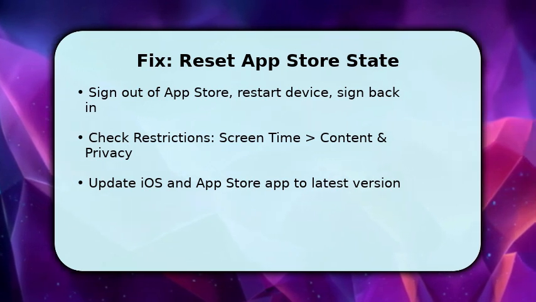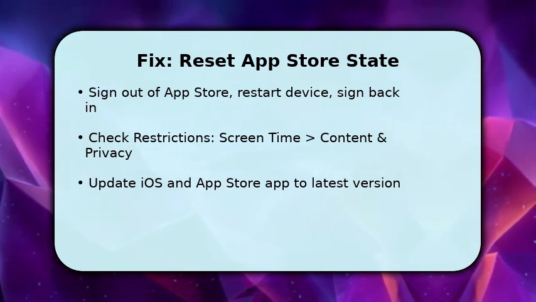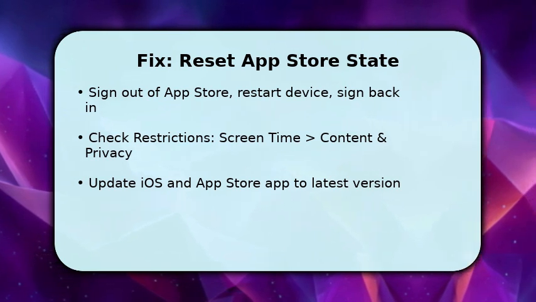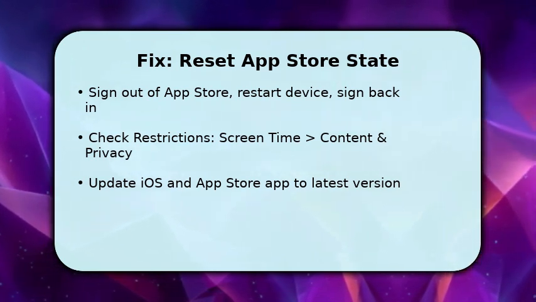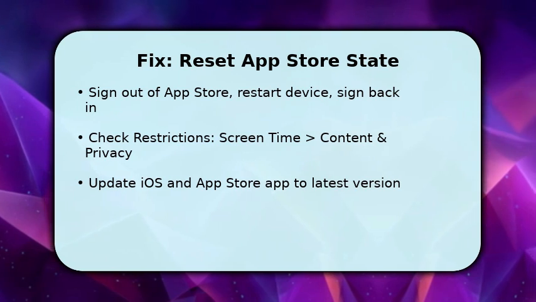Next, verify Screen Time restrictions under Content and Privacy allow purchases and in-app downloads. Disabled restrictions will hide purchase flows.